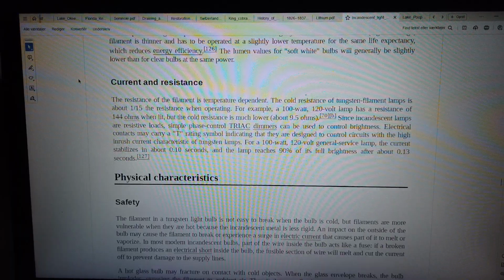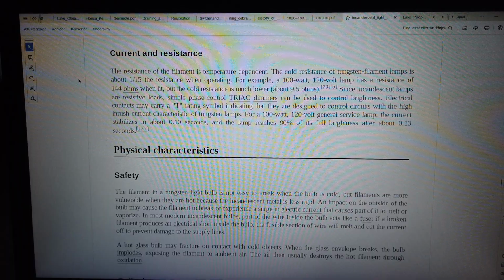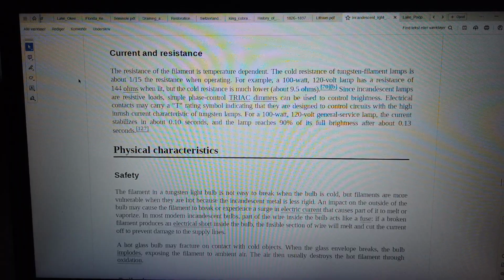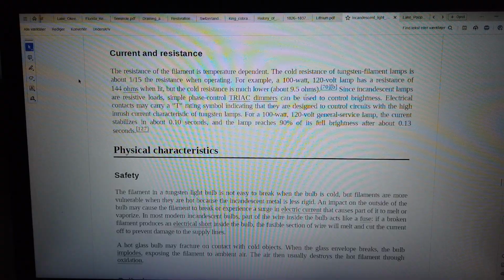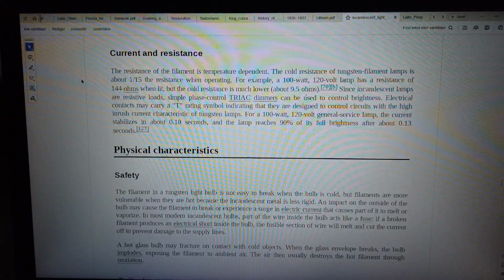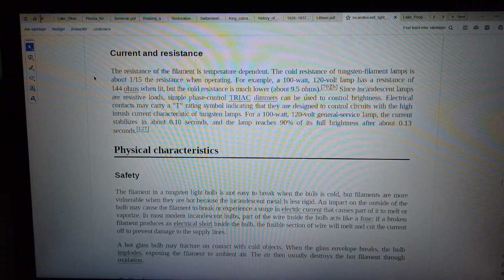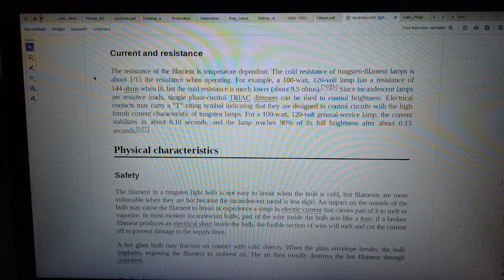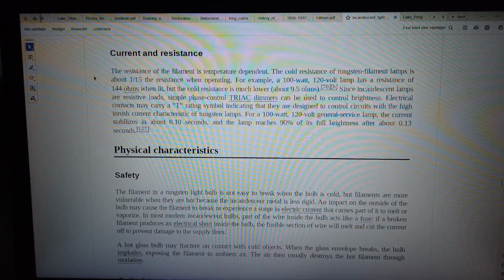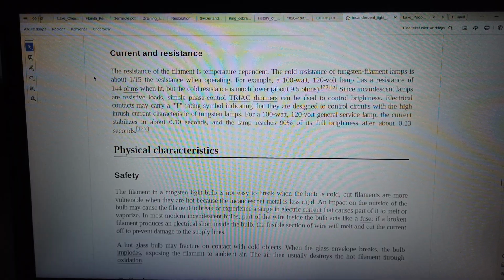Current and resistance. The resistance of the filament is temperature dependent. The cold resistance of tungsten filament lamps is about 1/15 the resistance when operating. For example, a 100 watt, 120 volt lamp has a resistance of 144 ohms when lit, but the cold resistance is much lower, about 9.5 ohms.